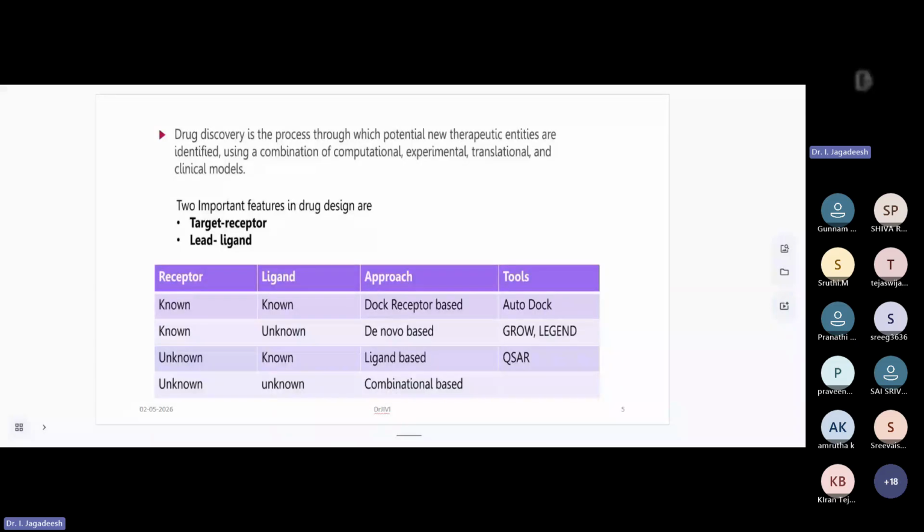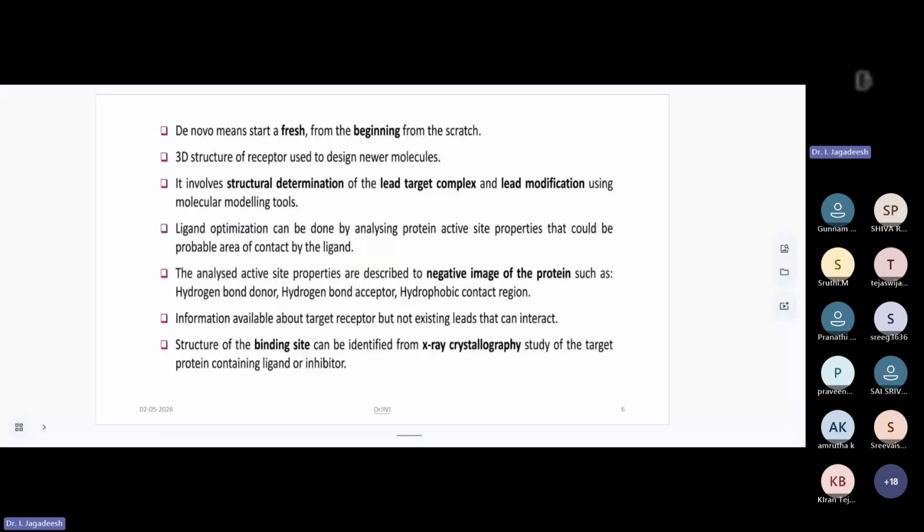One is AutoDock, where receptor-based docking and de novo based grow and link software are used. Ligand-based approaches are used where the receptor is unknown. Computational high-throughput screening is used where both receptor and ligand are not known. I am just jumping into the topics so that we reach our own point early. De novo, what the meaning is: we are starting from fresh, from the beginning. We don't have anything in hand.